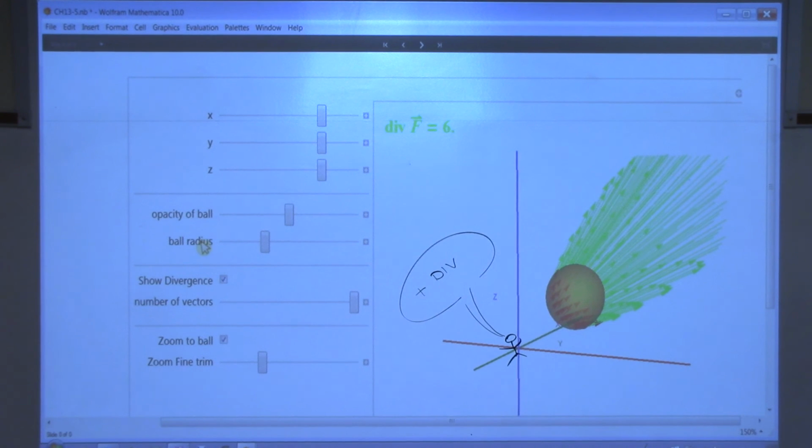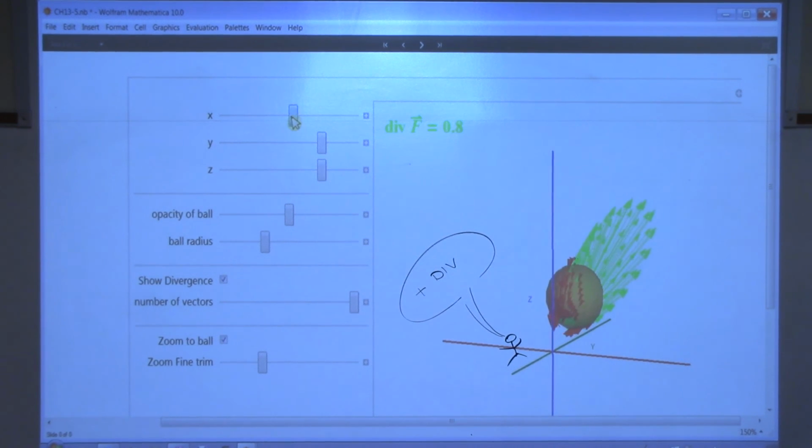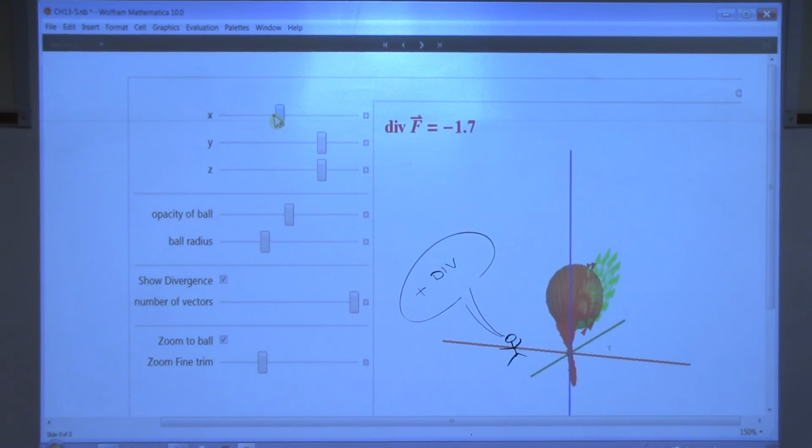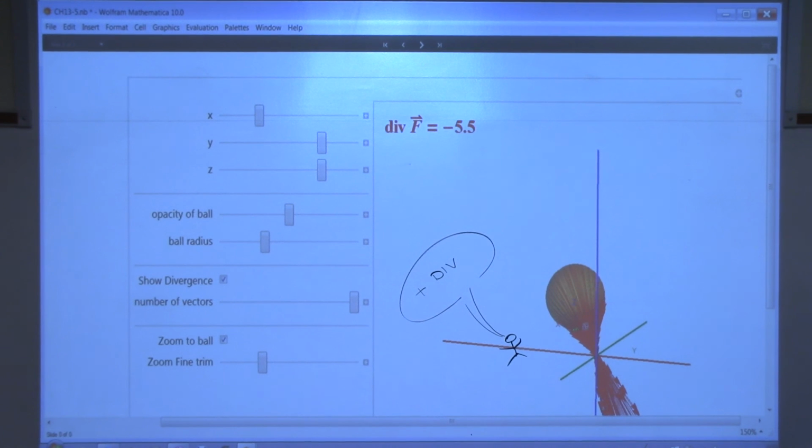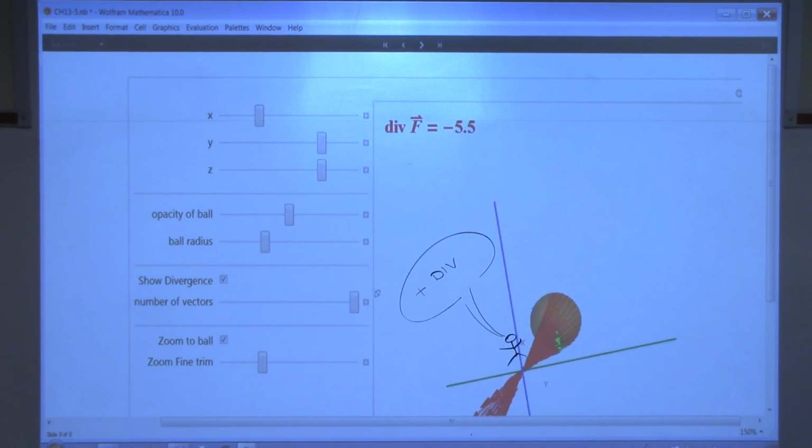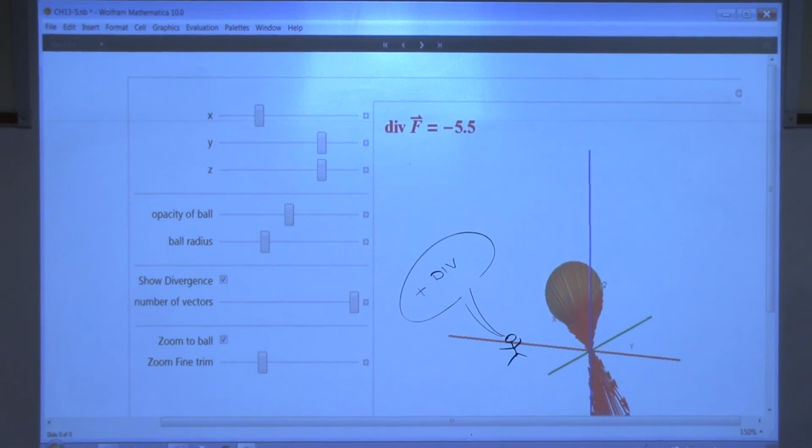All right. Let's move this thing around. Maybe we can get some negative div here. Oh, here we go. Something's happening over here in the field. Now we're getting negative div. We're dodging. Yeah. I think you get the idea. Yes?